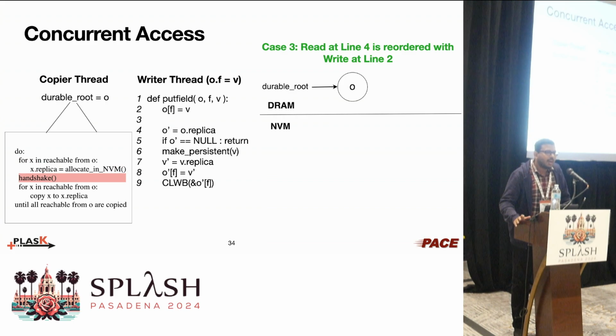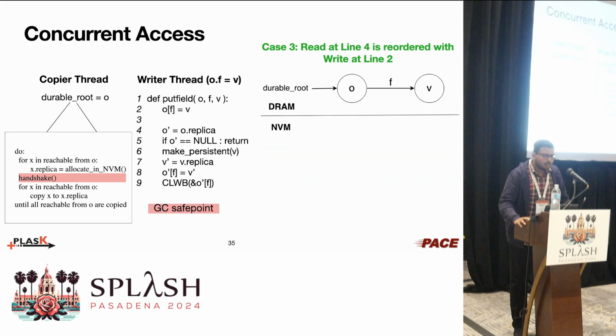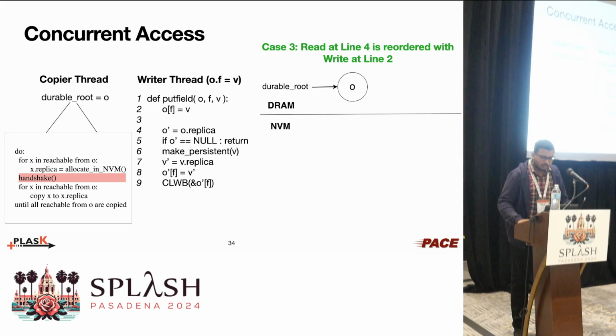Then we'll perform a handshake with all the other threads, and the copier thread will wait here for some time until all the handshakes are acknowledged by all the other threads. Now, when we go back to the writer thread, remember that O dash was null, and hence it will return from the writer thread, right? The O dash was read before we created the replica, and hence it was pointing to null.